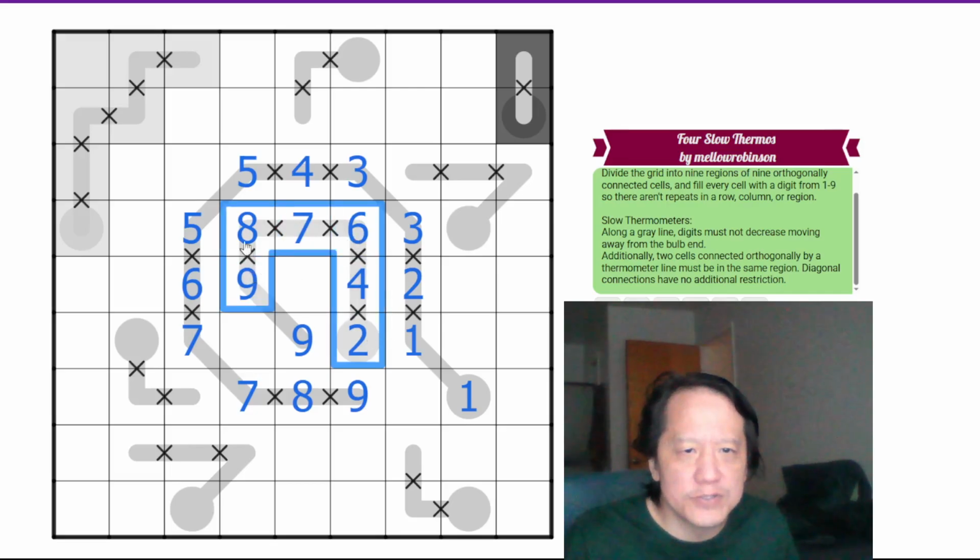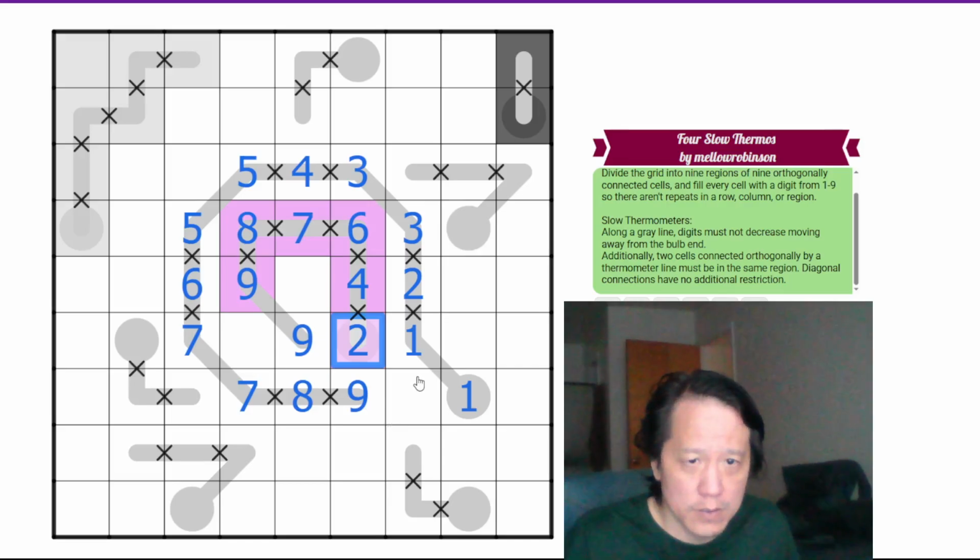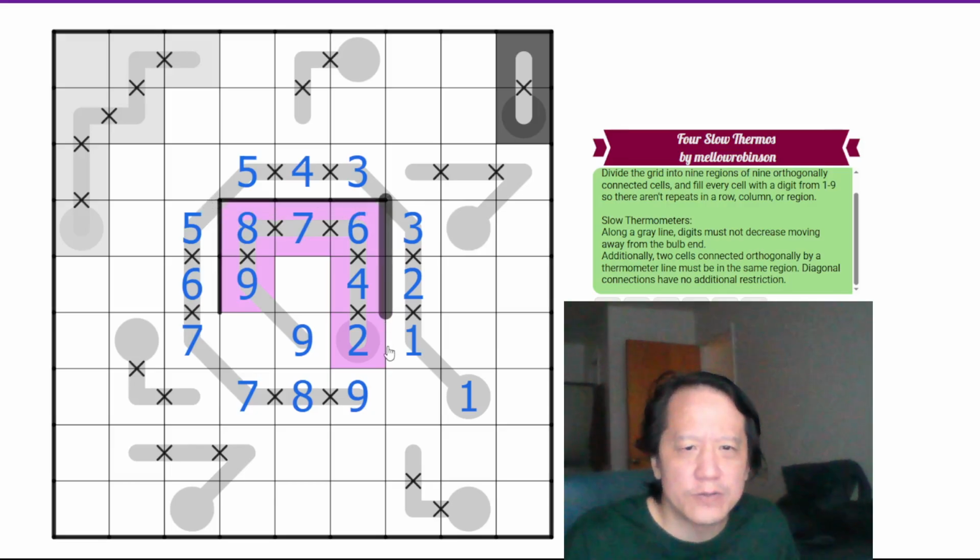These are all the same region. So we'll mark that as pink. They cannot be the same region as 5, 6, and 7, or 5, 4, and 3, or 3, 2, and 1, or 8, 9. How is this going to work? We need a 1, a 3, and a 5.